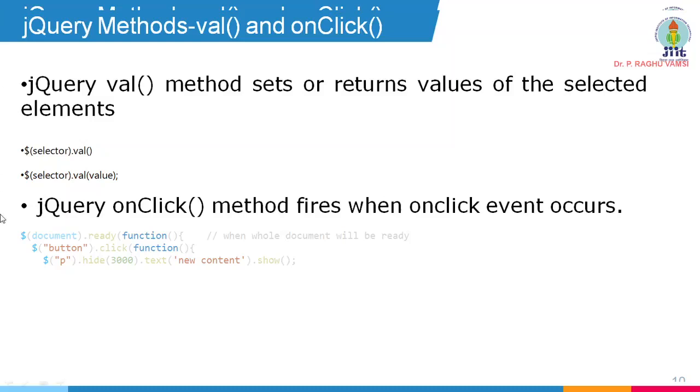Like that, the jQuery onClick method fires when the onClick event occurs. So for this: $(document).ready(function), $(button).click, then the paragraph will be hidden for 3000 milliseconds. Text of new content .show. So this is the whole document that will be fired when the onClick event occurs, and this function will be written like that. Where does this have to be written? This has to be written in the head section, within the script tag, where you are supposed to write the jQuery.